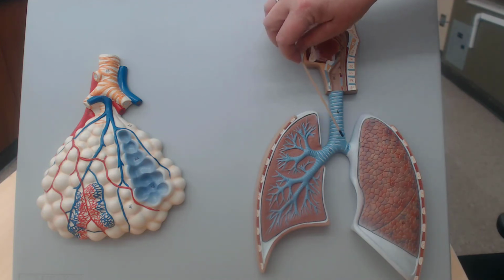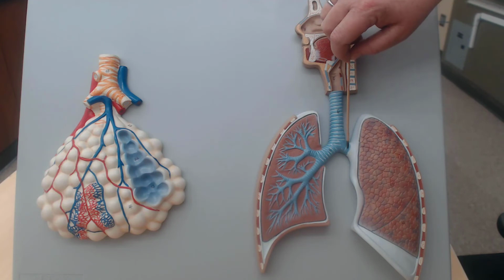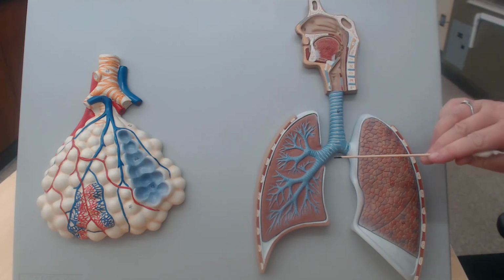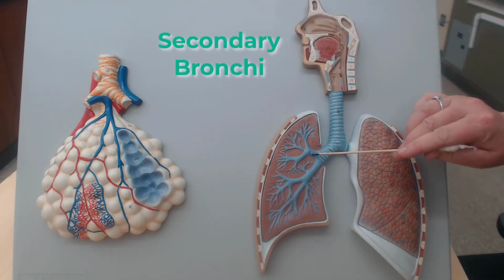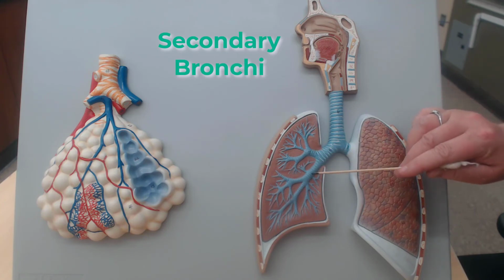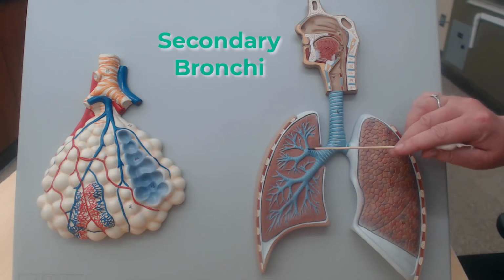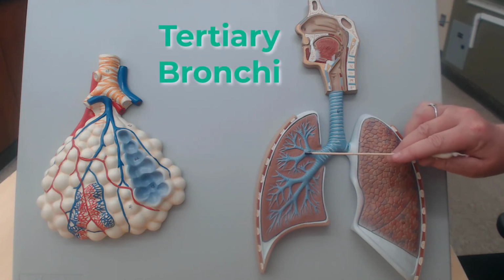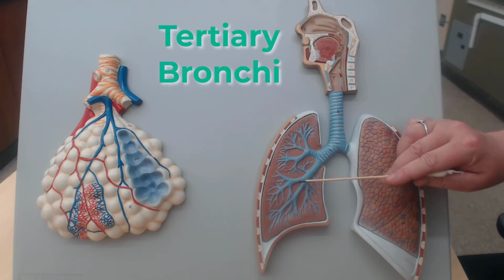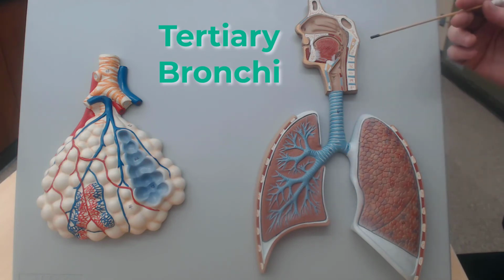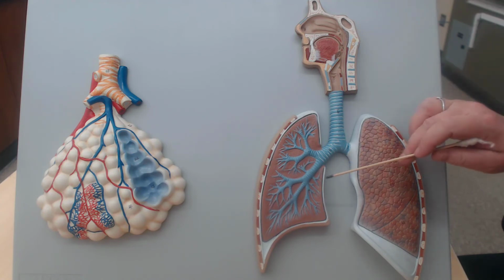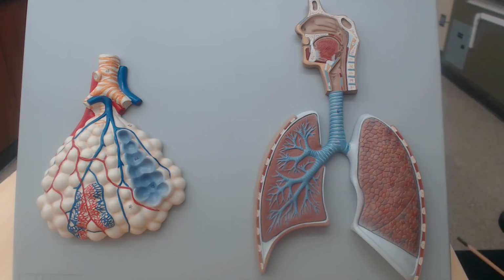Here's the trachea. Trachea is going to branch off into the left primary bronchus and right primary bronchus. From the right primary bronchus, you can then see another split, and this gives rise to the secondary bronchi. The secondary bronchi are then going to split again to the tertiary bronchi and so on. So I'm going to continue to get more and more splits until I get down to the very fine airways, which we call the bronchioles.